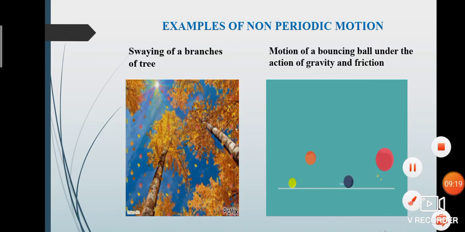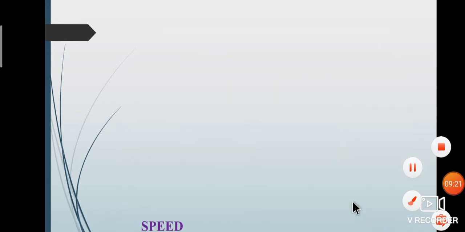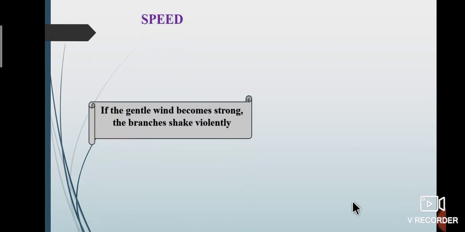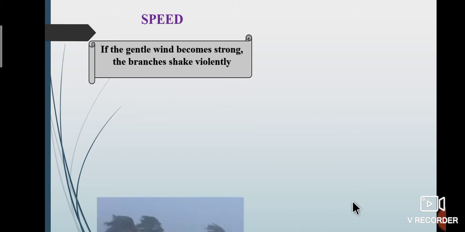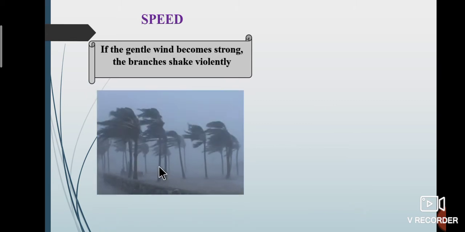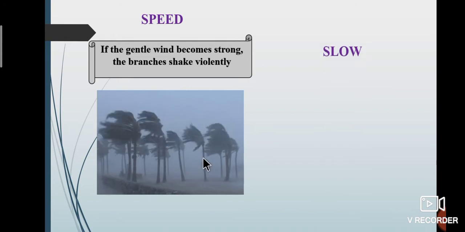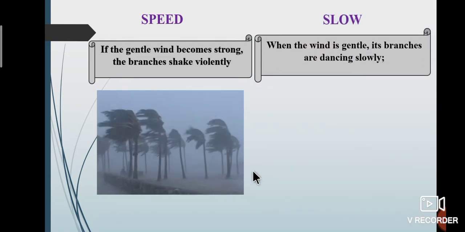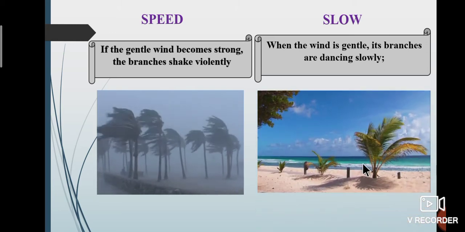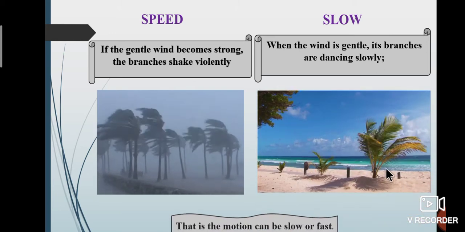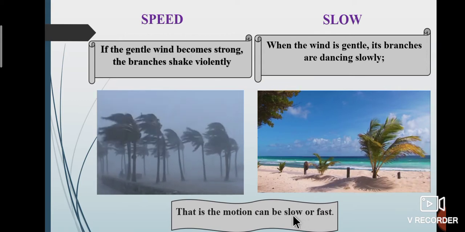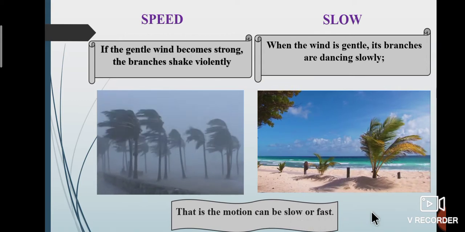Next, we are going to study speed and slow. Speed is a quick move. Slow is not quick or fast. See the examples here. If the wind becomes strong, the branches shake violently. When the wind is gentle, the branches dance slowly. So, we learn about speed and slow from the above 2 examples. That is, motion can be slow or fast.